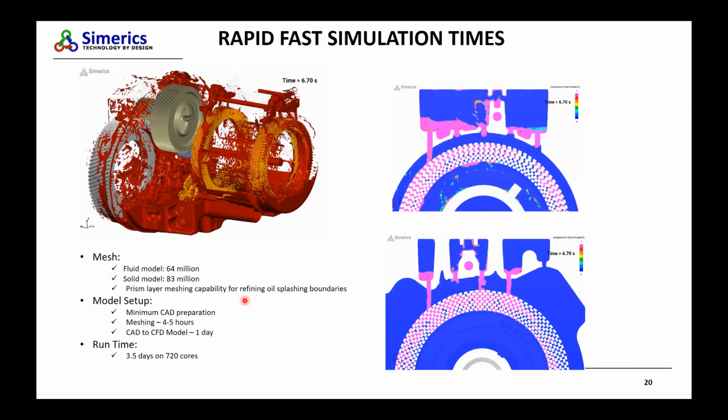In terms of CAD preparation for such a complex model, since we automate the gear mesh quite easily, and the rest of it is a bulk mesh, which is again our automatic binary structure, it's quite easy to prepare this CAD. I would say from CAD to CFD model, even for a very dirty CAD, some of our guys can do it within a day. And the runtime is on the order of 3 to 4 days, using 720 cores. So it's quite a quick turnaround for a model of this size.